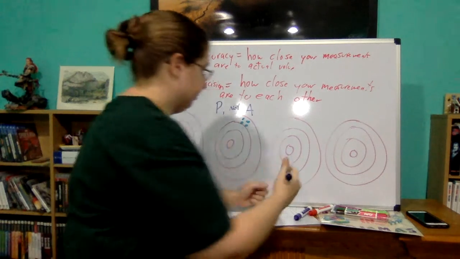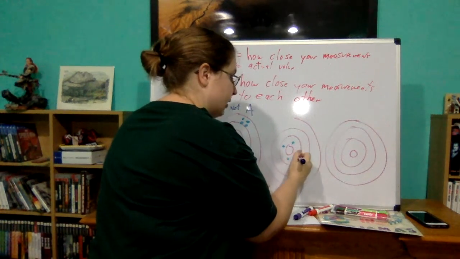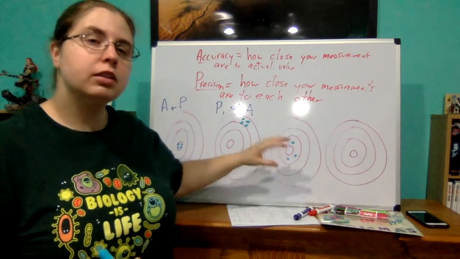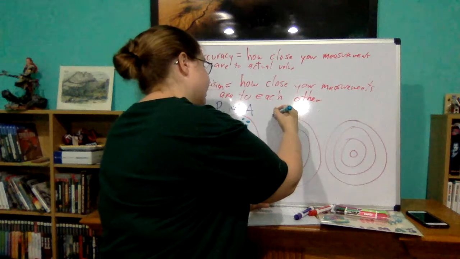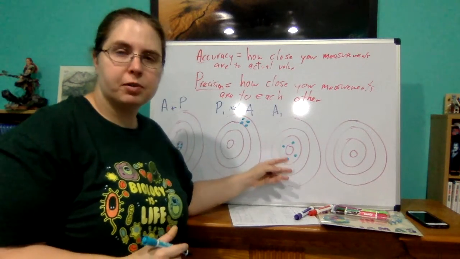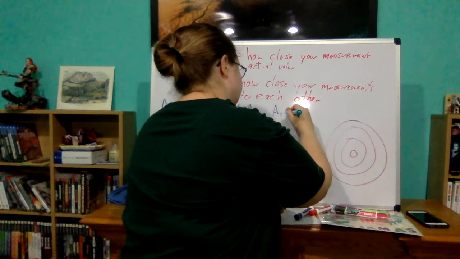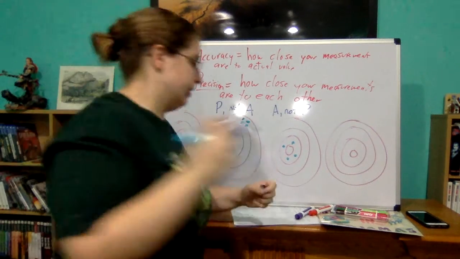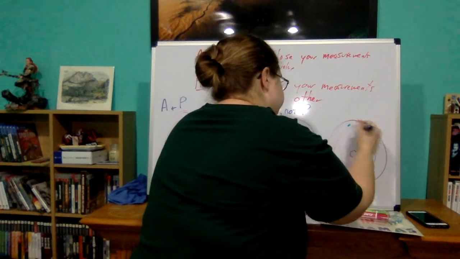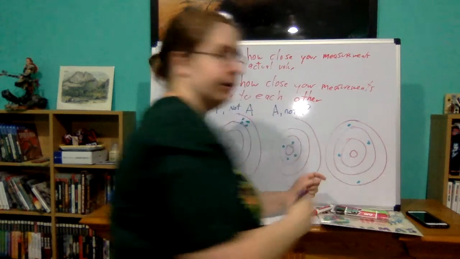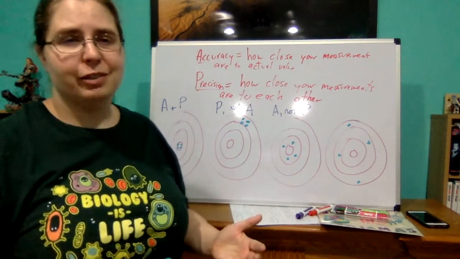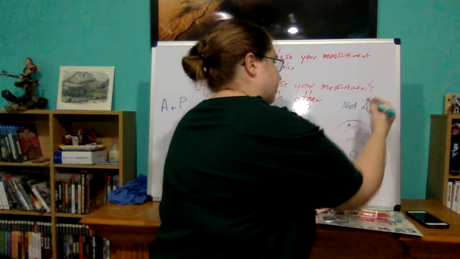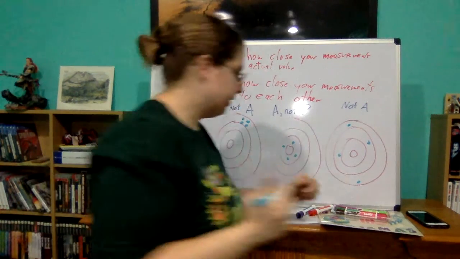Now I could also have them kind of grouped around the bullseye. In this case, they're all close to the bullseye, so they're accurate. However, notice how they're more spread out. So in this case, they're not precise. Or what if they ended up all over the place? So we can have maybe one here, here, here, and there. In this case, none of them are really close to the bullseye. So none of them are accurate. And none of them are grouped together, so none of them are precise.